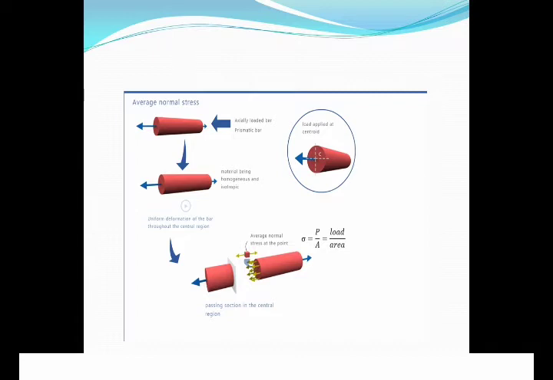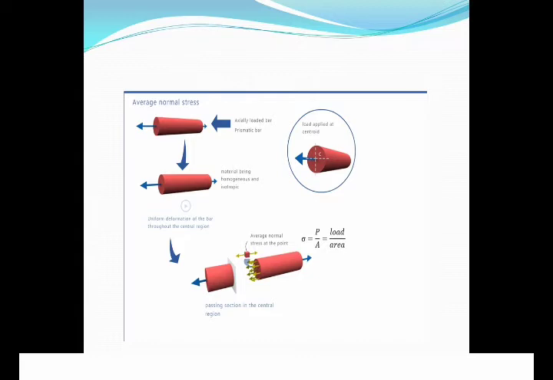Now, in the figure, we see an axially loaded prismatic bar, in which the pictorial view shows that the load is passing through the axis. Second, the material is homogeneous and isotropic. The material has a uniform deformation of the bar throughout the central region. Now these are the basics: when we say a centroid, we say that the load is applied at the centroid, as shown in the figure.